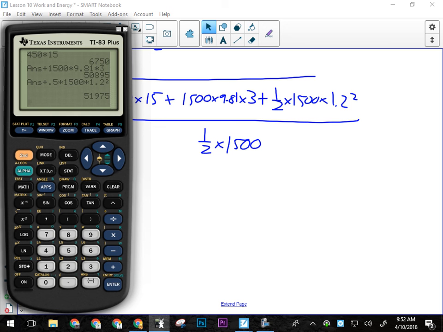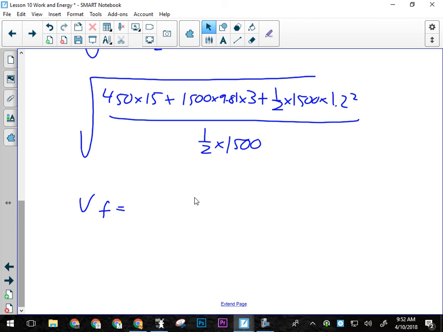All right, so there's the total energy at the bottom of the ramp. Now I'm going to divide that by 750, that's half of 1500. All right, there's my speed squared. So I'm going to square root that. All right, so the speed of the car at the bottom of the ramp is going to be 8.3 meters per second.